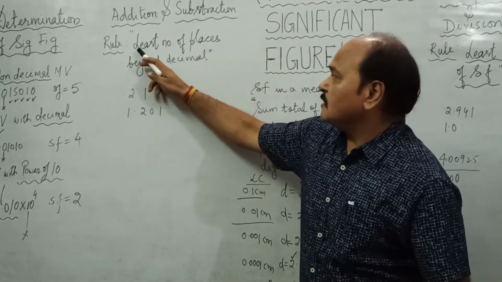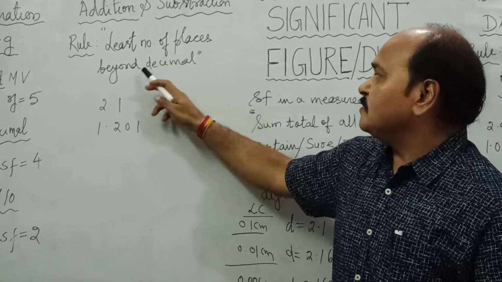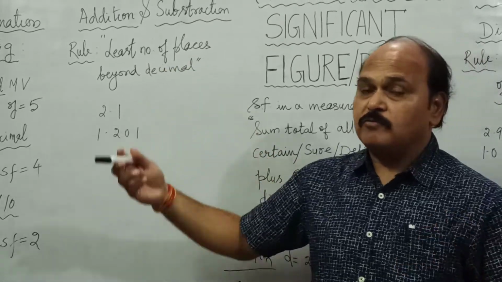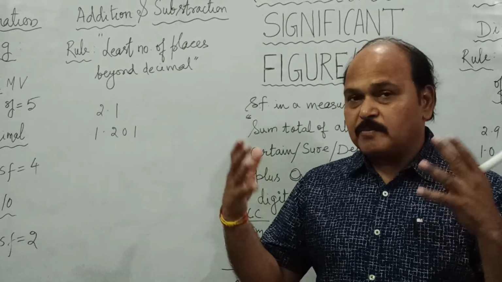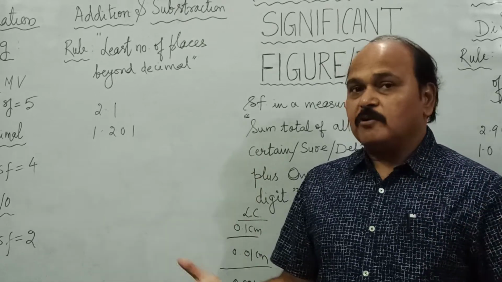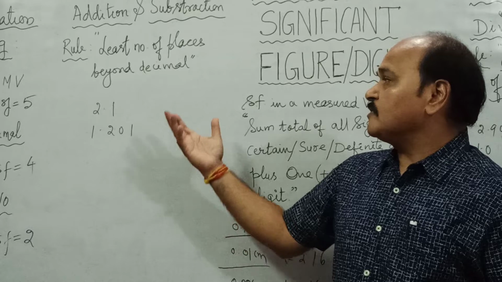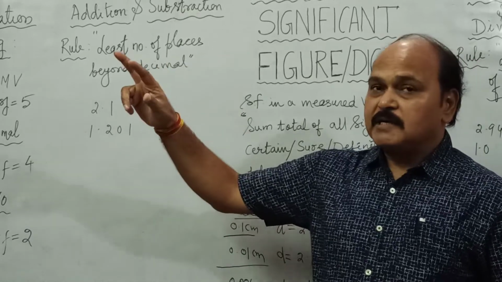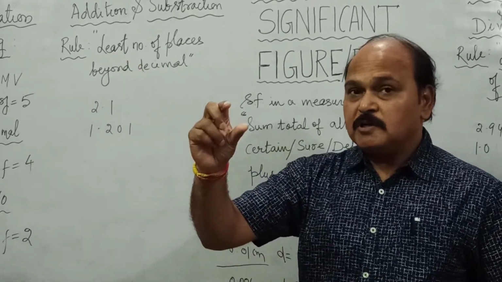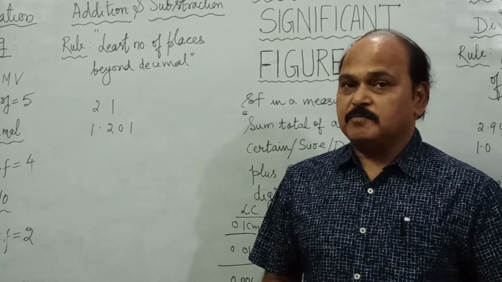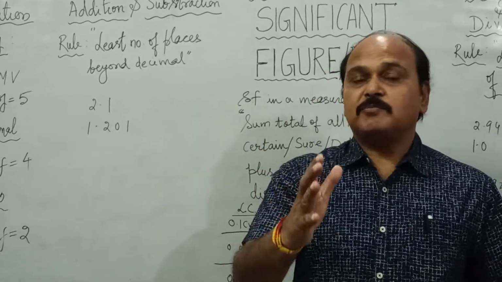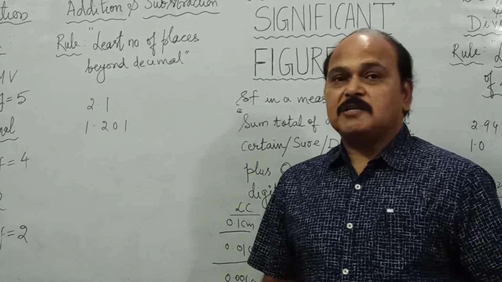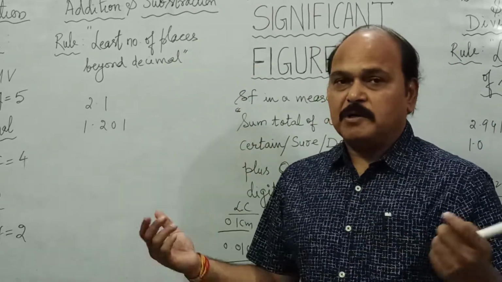See, it is written here, least number of places beyond decimal. This is the rule for addition or subtraction. So when we add or subtract measurable values, what do we do? We first of all select the value which has the least number of places beyond decimal. Then we round off all the values up to the least number of places beyond decimal, and then we do the normal addition.